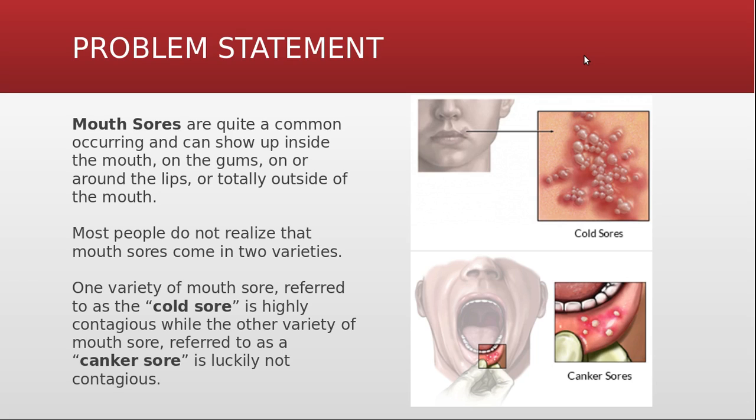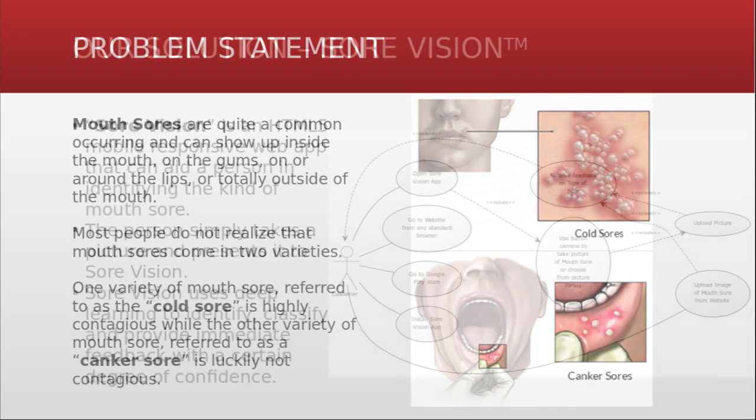Mouth sores can happen inside the mouth, on the gums, on the lips, around the lips, or totally outside the mouth. What most people don't realize is the fact that mouth sores come in two different varieties. The first kind, which is commonly referred to as the cold sore, is highly contagious and it can be passed on from person to person with just skin to skin contact. The other kind of mouth sore, which is referred to as the canker sore, is luckily not contagious.